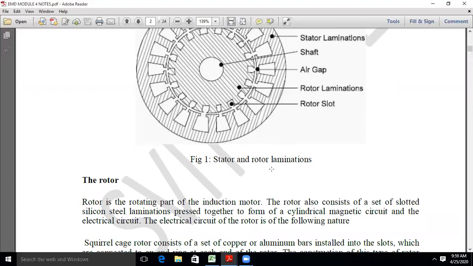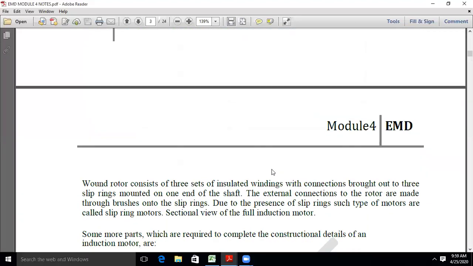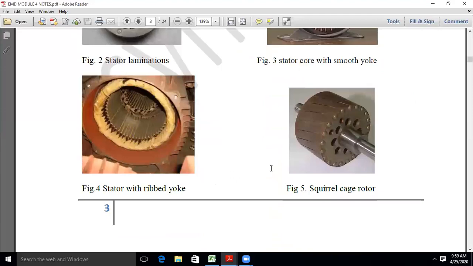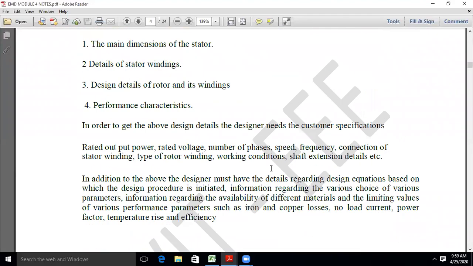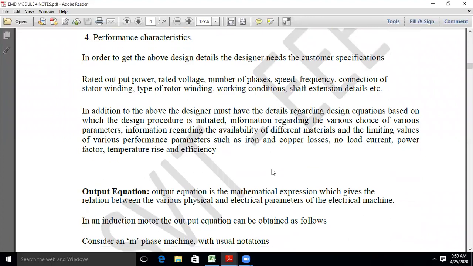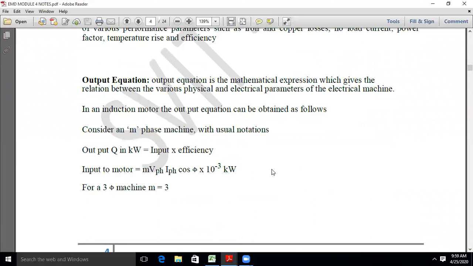We have seen the rotor construction as well as the stator construction, and then we have seen the introduction to design, what all the parameters are that we have to consider, and then we derived the output equation of the induction motor. This is the derivation which shows the output equation of an induction motor.